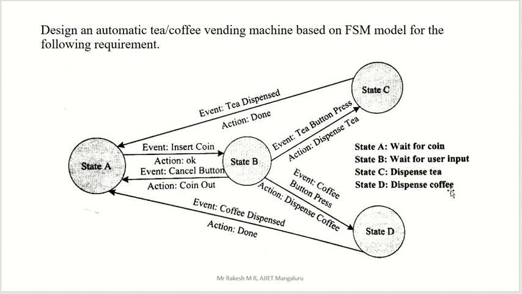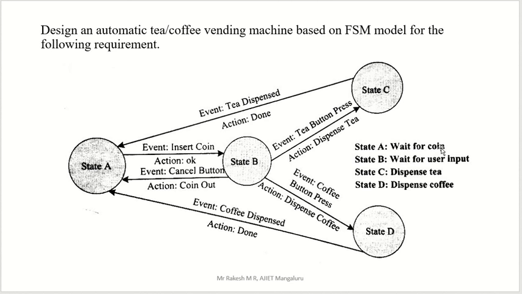Now how to convert that operation to an FSM model. We have written here some of the states. There are 4 states. What are the states we have written here? State A means wait for the coin. State B means wait for the user input. State C means dispense tea, and dispense coffee. These are the 4 states we have.